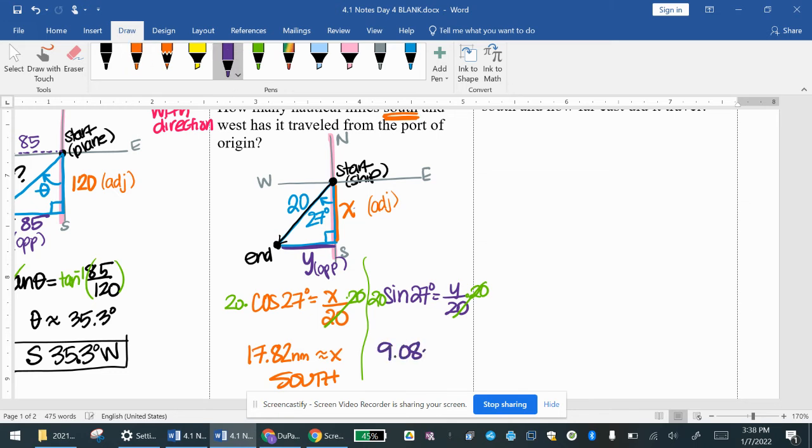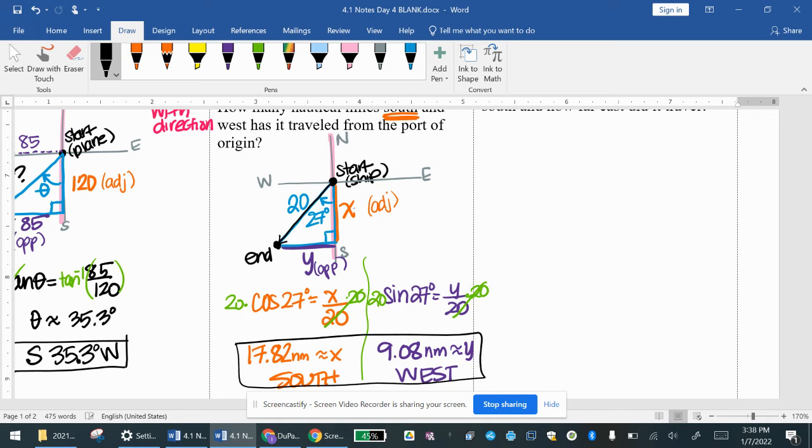Okay, so notice that I'm writing the units, nautical miles, and I'm also saying what direction it traveled in, right? Because they asked me how far did it travel south and west. So you have to be really specific in your answers. Okay, moving on to the next problem.